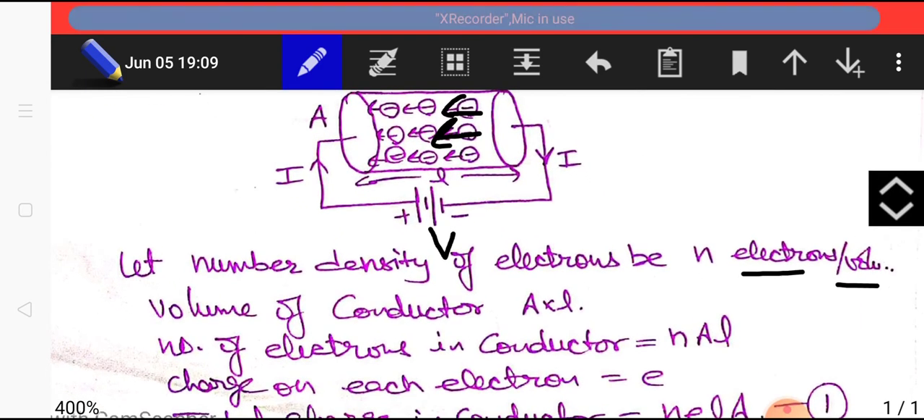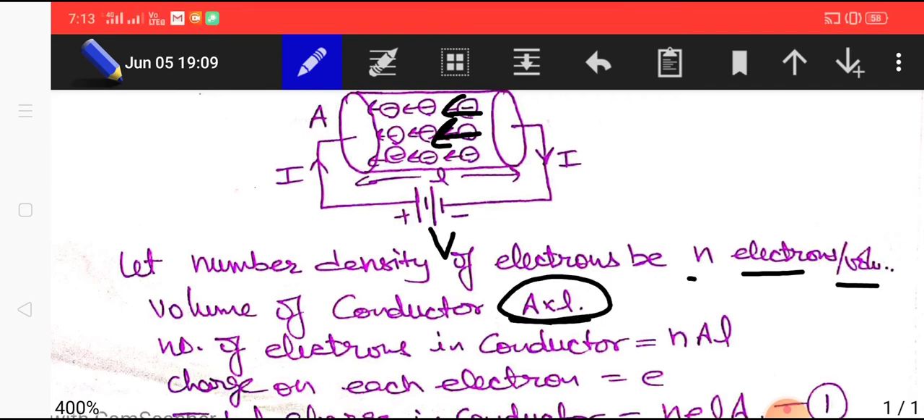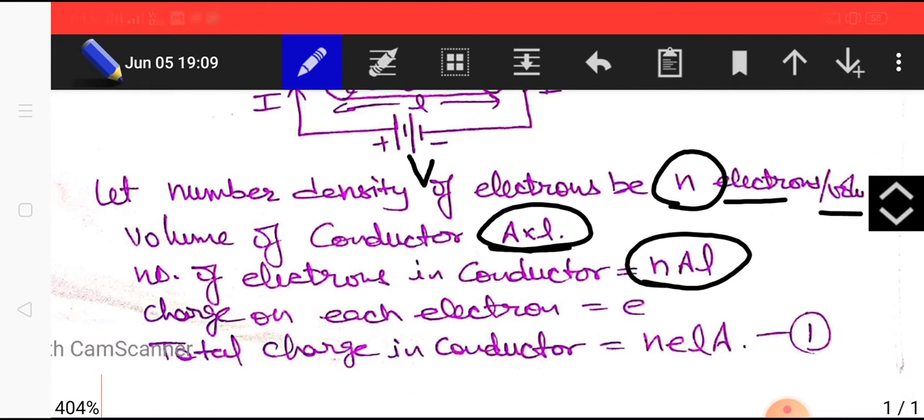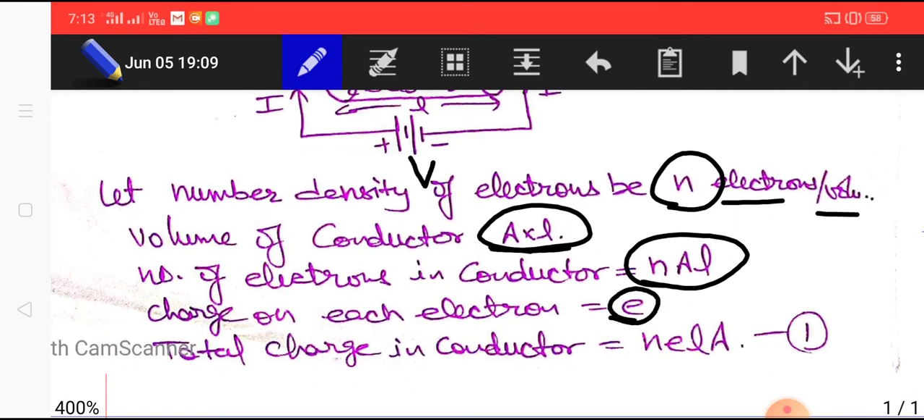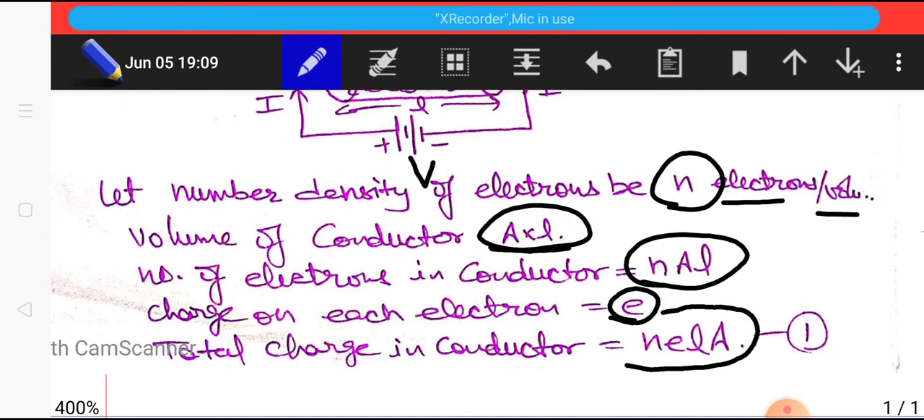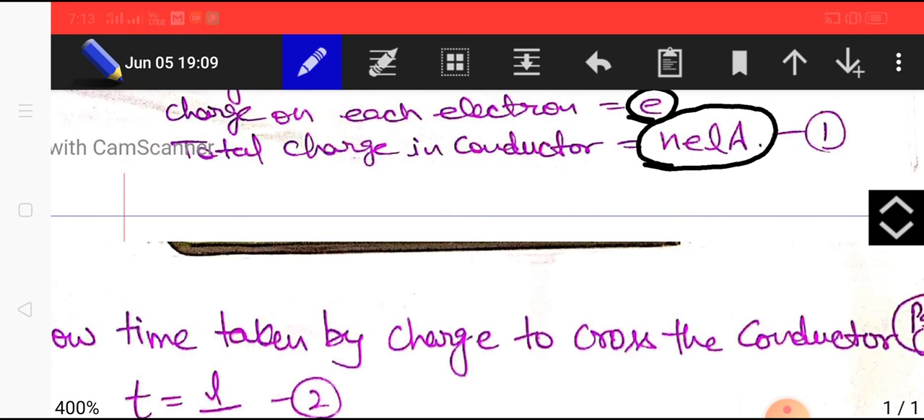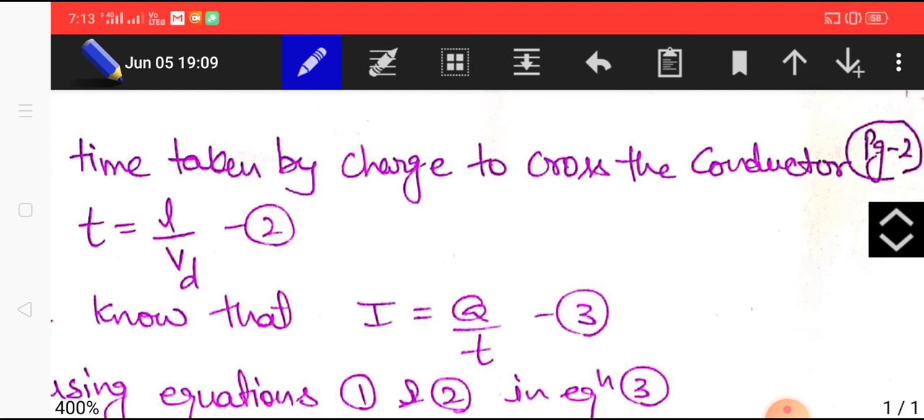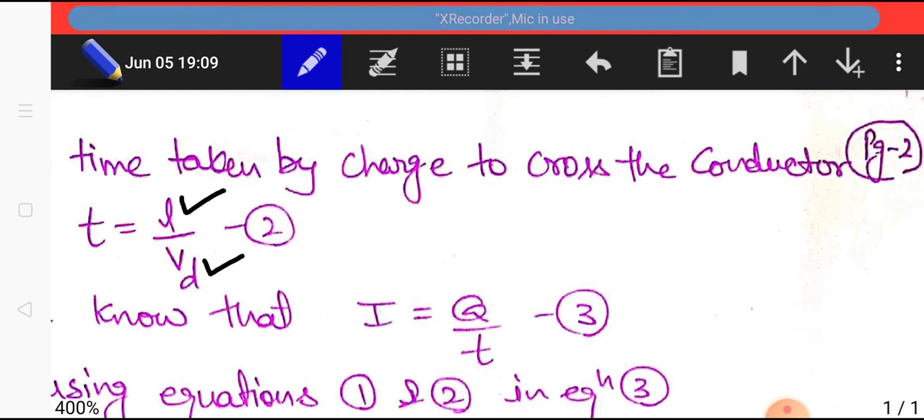The volume of the conductor is A into L. If we multiply the volume of the conductor with the number density of electrons, we will get the total number of electrons in this conductor. And if we multiply it with the charge on the electron, we will get the total charge present in the conductor, that is equal to nelA. Now, the time taken by charge to cross the conductor: as the length of the conductor is L and the average velocity of electrons is Vd, the time that electrons will take in crossing the conductor is L divided by Vd.